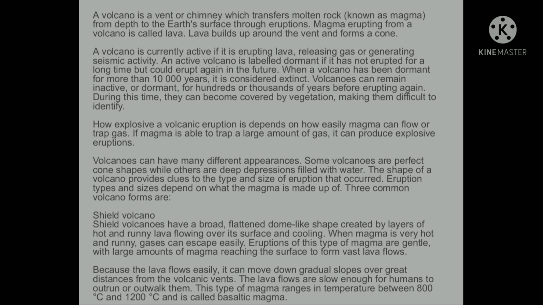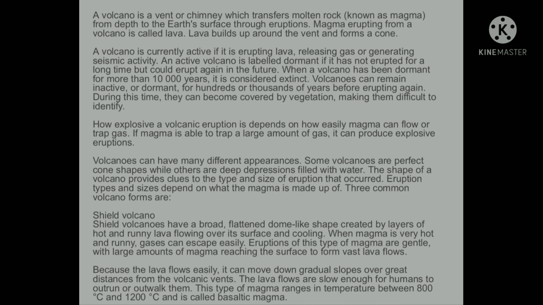A volcano is a vent or chimney which transfers molten rock from depth to the Earth's surface through eruptions. Magma erupting from a volcano is called lava. Lava builds up around the vent and forms a cone. A volcano is currently active with erupting lava, releasing gas and generating seismic activity. An active volcano is labeled dormant if it has not erupted for a long time but could erupt again in the future. When a volcano has been dormant for more than 10,000 years, it is considered extinct.